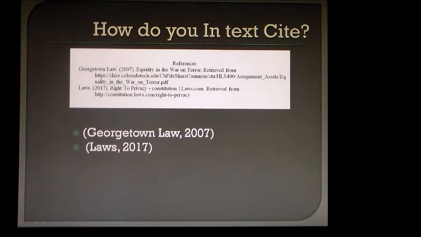How I have Georgetown Law, comma 2007, and I have Laws, comma 2017. That's what an in-text citation looks like in your paper, and that should be placed around any quote from that. It needs to have that on top of it, even if the whole paragraph was used out of that same reference. You have to cite it in the quote as well as at the end of the paragraph.